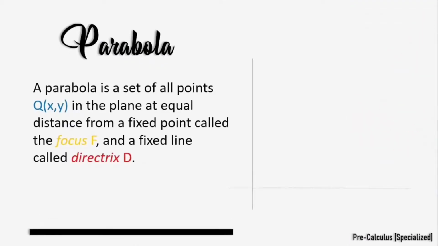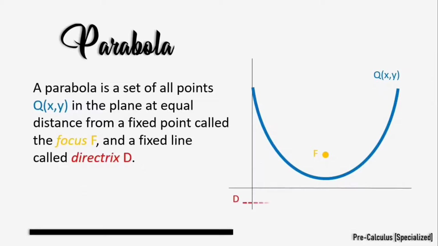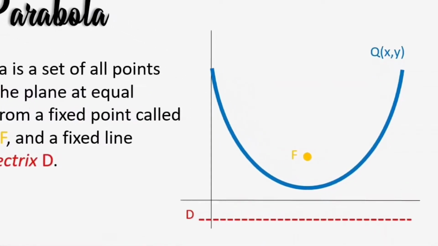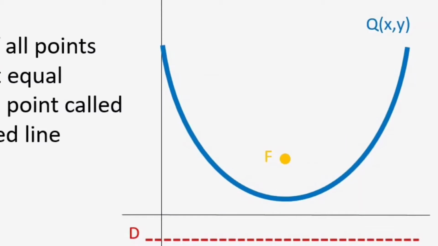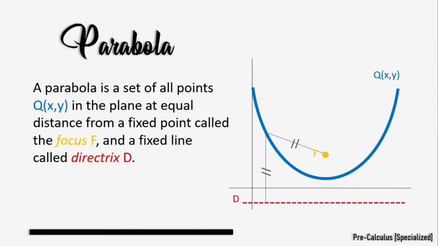A parabola is a set of all points q, and its coordinates are x and y, in the plane at equal distance from a fixed point called the focus, or in symbol f, and a fixed line called directrix, or in symbol d. Emphasize lang natin, focus is a fixed point, yung fixed line naman is directrix. And yung distance nila to a point on the parabola is equal. So kahit saang point sa graph ang kuhanin natin, they will always be equal. This one symbolizes that the lines or their distance is the same. I hope that is clear.